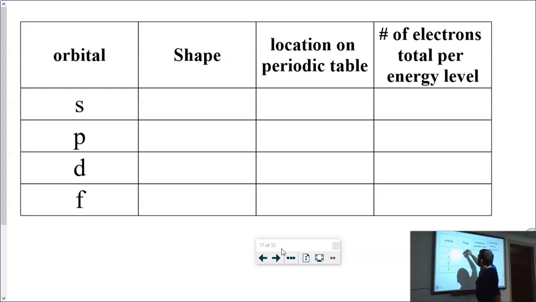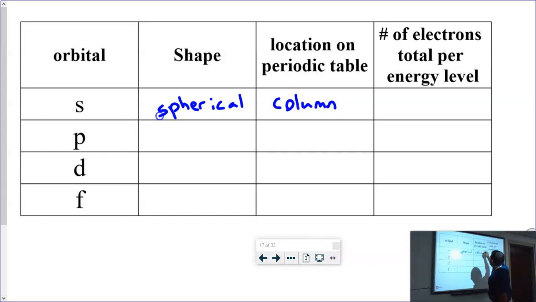The shape of an s orbital, these are spherical. I don't know how to spell that. If that's not right, it's got to be close. All right, the location on the periodic table, these are the column 1 and 2, right? The first two columns, okay? Number of electrons total per energy level. Well, an s orbital is a set of 1, so there are 2 electrons in an s orbital, all right?